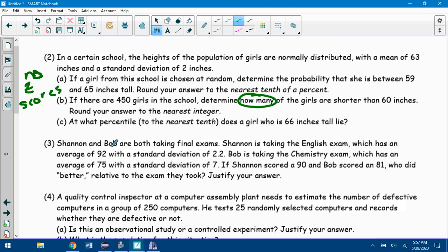Whereas number 3, where Shannon and Bob are taking final exams, English versus chemistry with different means and standard deviations, this would be where you use z-scores to compare who did better relative to their exam.